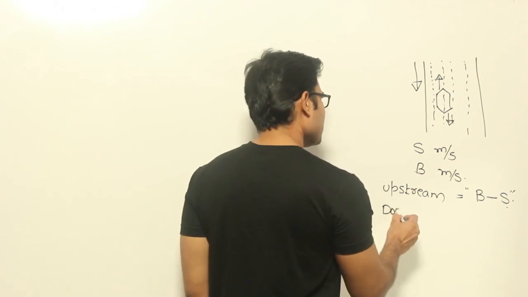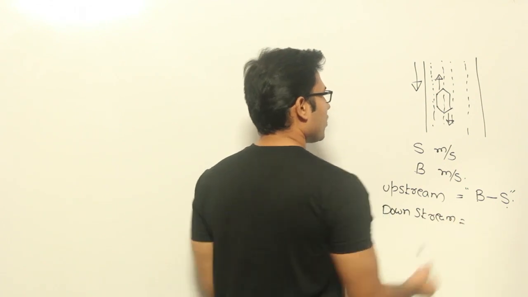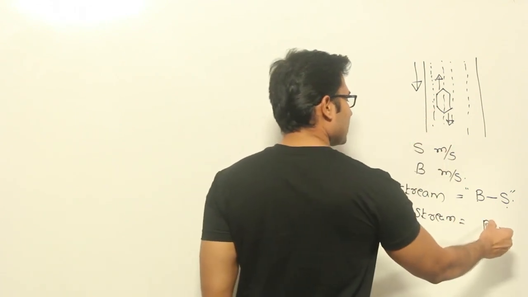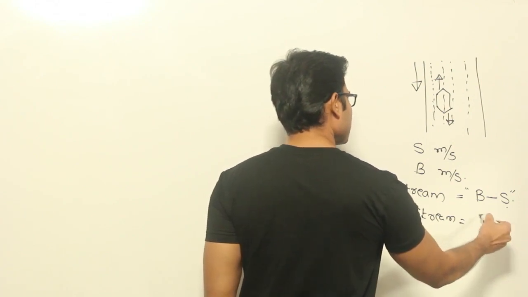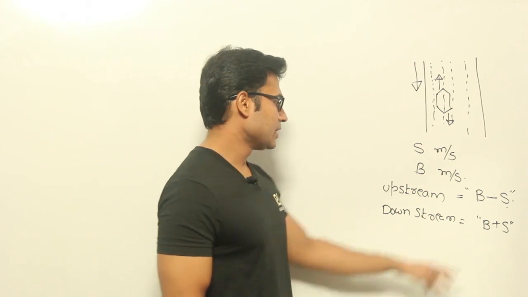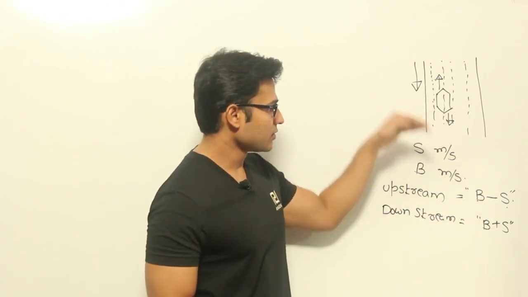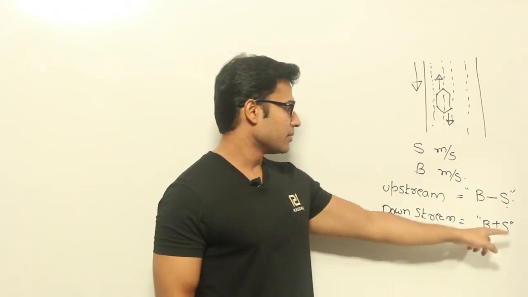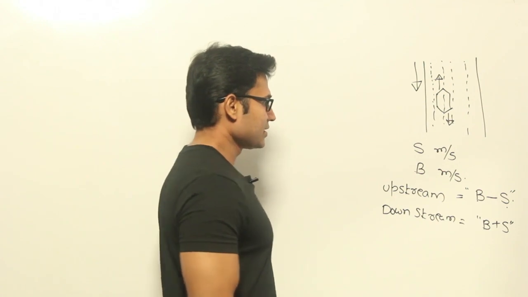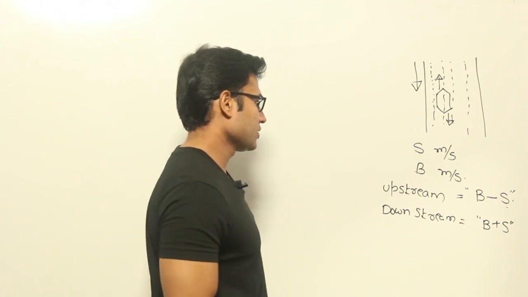Now if the boat is moving down the stream, meaning along with the water, then the speed of the boat is going to be increased. In that case, b plus s is the speed with which the boat will be moving. Here b minus s is the speed with which the boat will be moving upstream, and here b plus s is the speed with which the boat is moving downstream, right? It is actually the same as the relative velocity concept, but with a small modification.